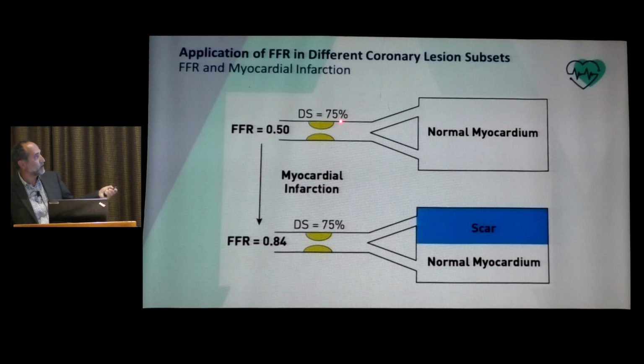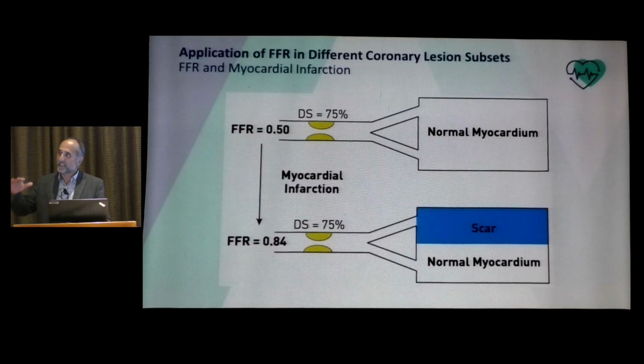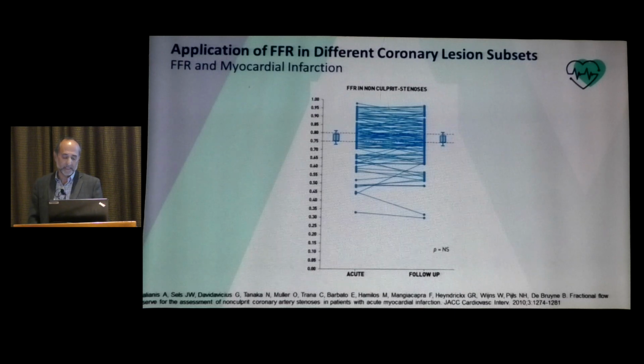In the case of a normal myocardium, if you have a lesion that is 75% stenosed, this will give you an FFR of about 0.50. So this is a significant lesion that needs to be tackled. In the presence of a myocardial infarction, because of substantially reduced flow in the distal bed, that same 75% lesion will now give you an FFR of 0.84. So the presence of scar in the myocardium will tend to underestimate the severity of stenosis, and will give you a falsely high FFR value. So you have to be careful when you assess this.